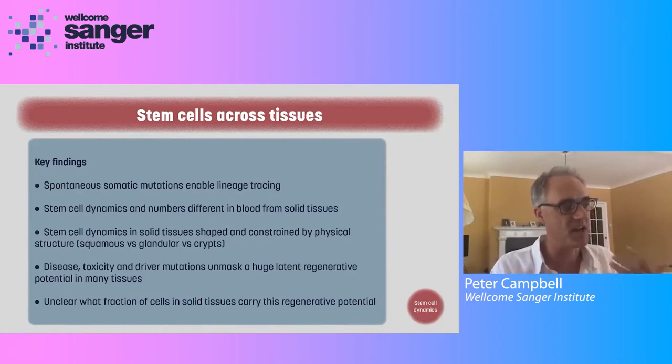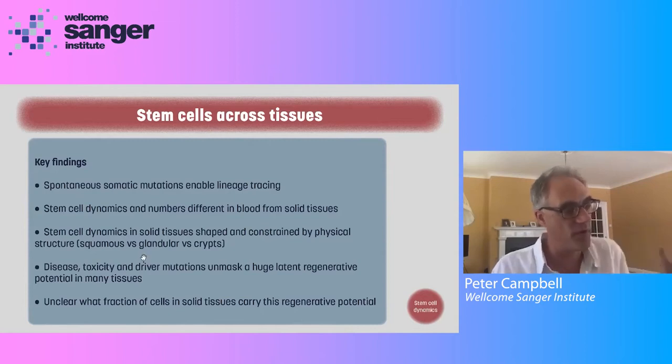And those stem cell dynamics in solid tissues tend to be shaped and constrained by the physical structure. And I've shown data today from squamous epithelium like the esophagus versus glandular epithelium like the prostate versus colon crypts. And I didn't show it, but endometrial glands as well. And the particular kind of physical structure that those clones are working in do shape the patterns of clonal expansion and spread that we see. We see really different patterns across these different types of tissue.